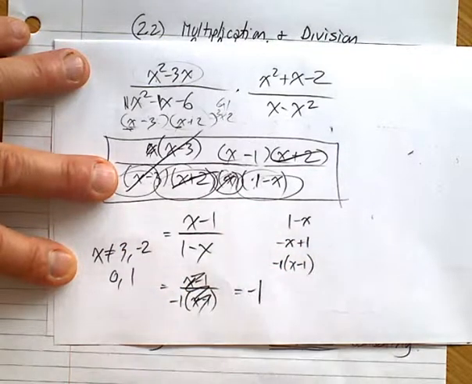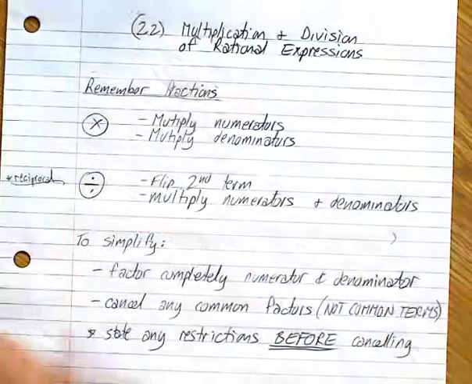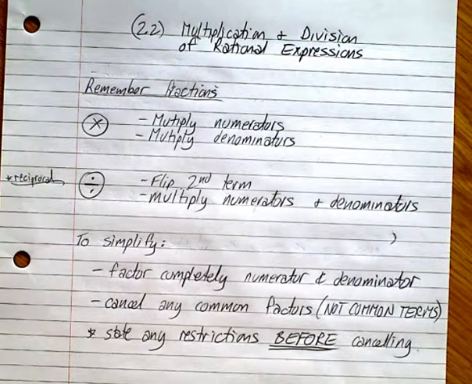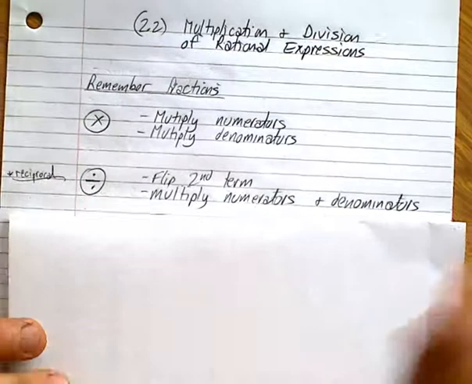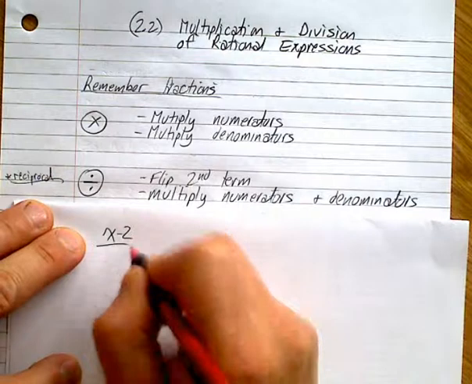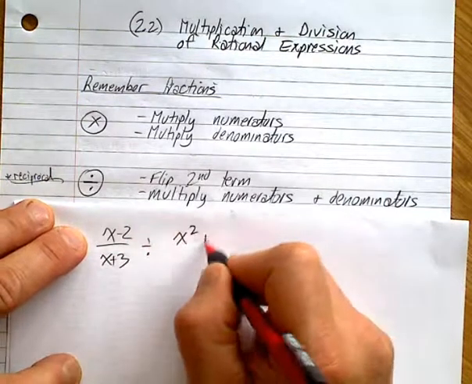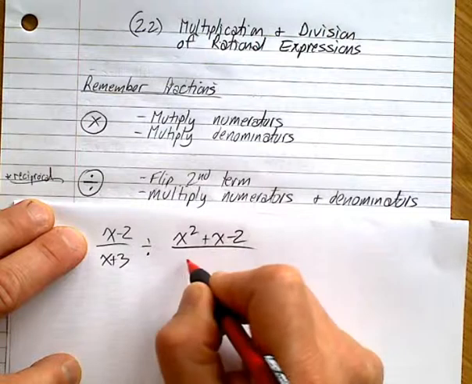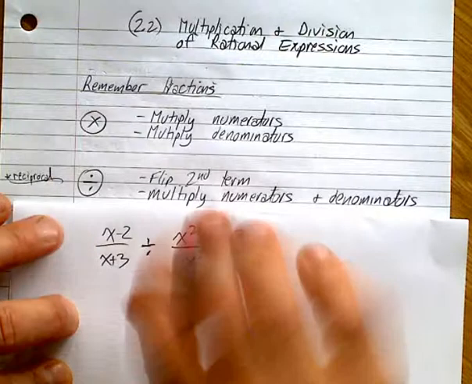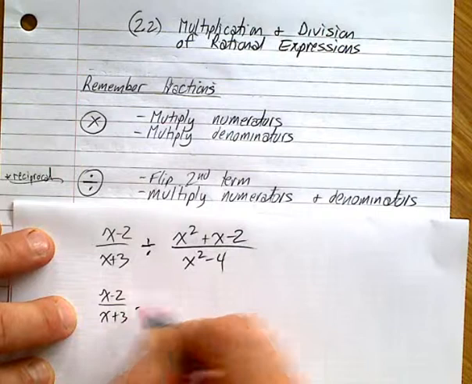Funky questions, yes I know. Now what about division? Well, I'm just showing you multiplication, but division works exactly the same, right? So if I had (x minus 2) over (x plus 3), let's say, and we're dividing it by (x squared plus x minus 2) all over (x squared minus 4), well, the division simply means you flip it around. So (x minus 2) over (x plus 3) times (x squared minus 4) over (x squared plus x minus 2).